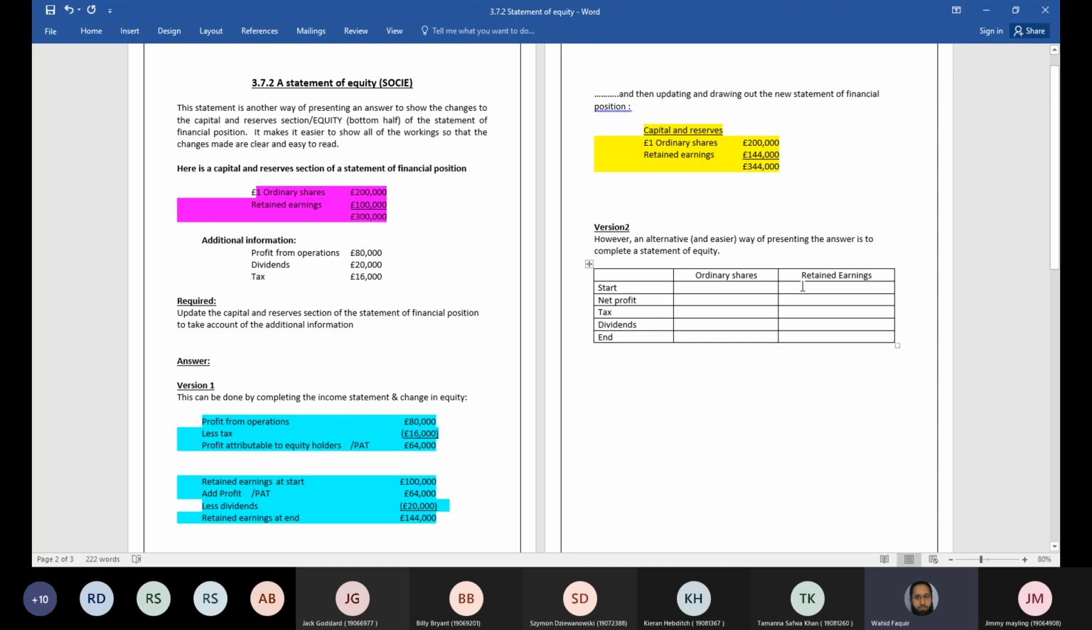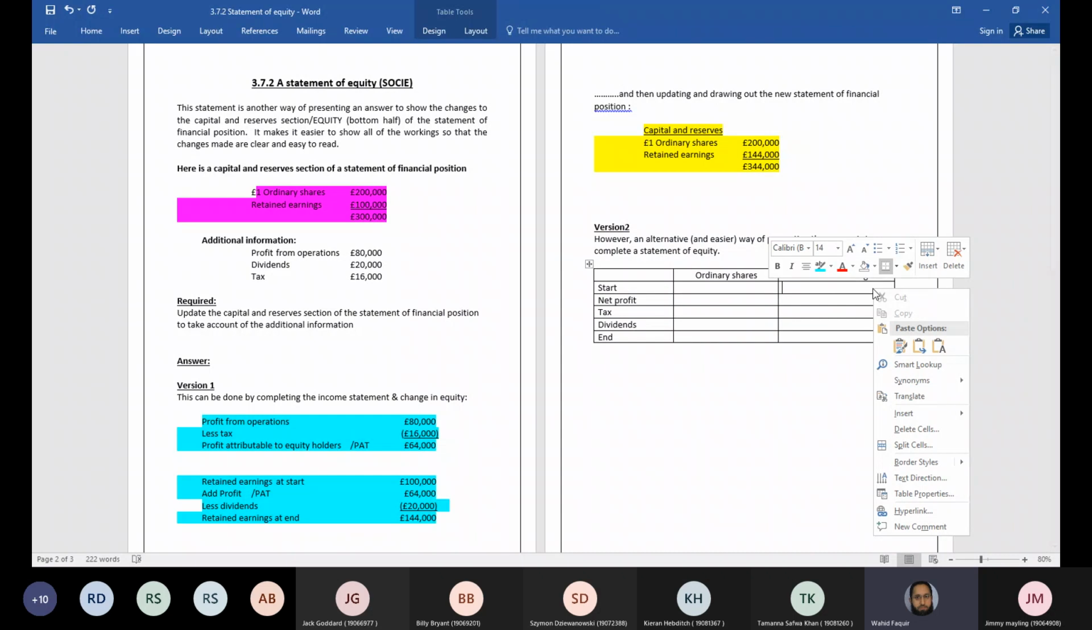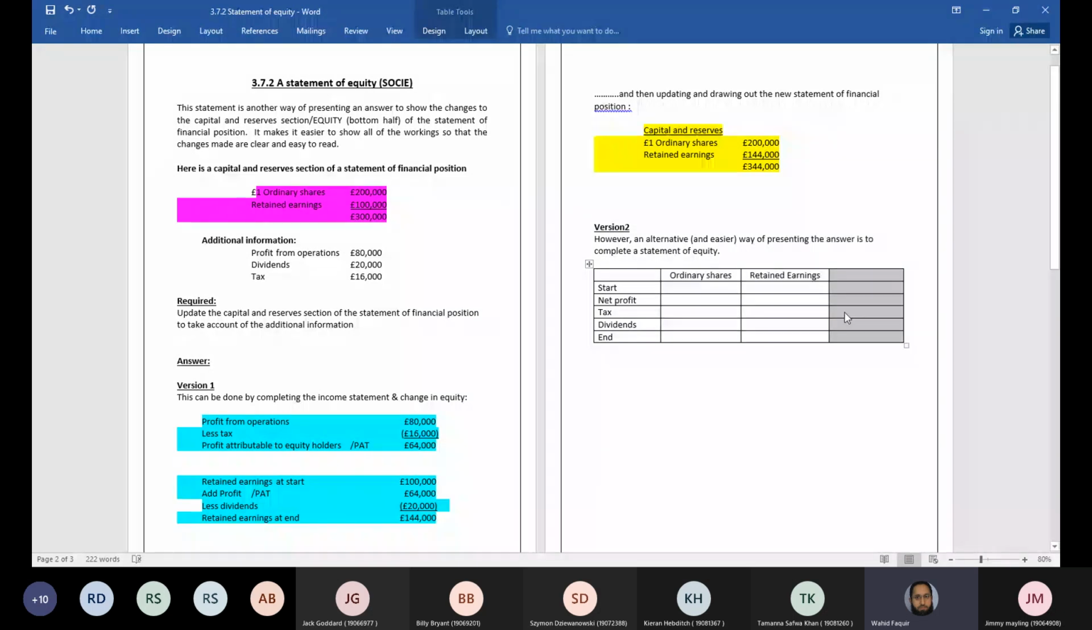You put your opening figures there for ordinary shares and retained earnings. You can have another column. In exams, sometimes they have it, sometimes they don't. They have another column to the right, and that's just like a total column. So I would like you now to copy this table, please. Don't copy the figures. You're going to have that document, so you can download it later on. Just copy this table and then transfer.